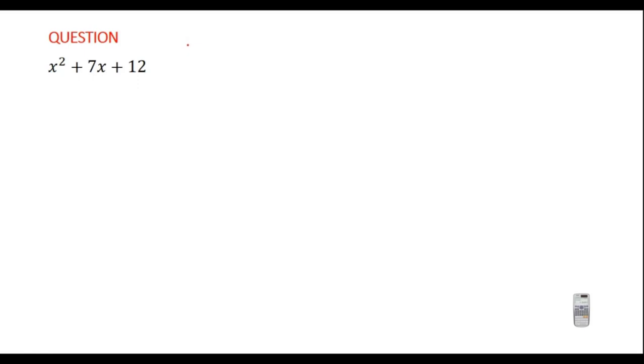As we learned in the previous video, the value for a in this question is 1. The value for b is 7, and the value for c is 12. Then you multiply a by c. You know that a is 1 and c is 12, so if you multiply 1 by 12, you are going to get 12. Then you move on to your calculator and punch this equation in.